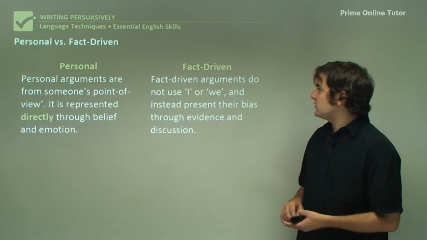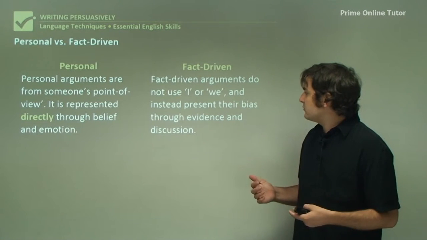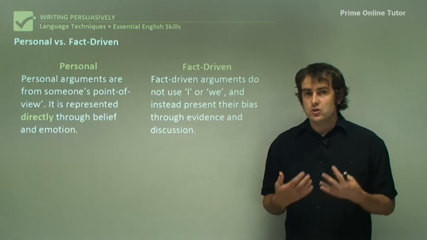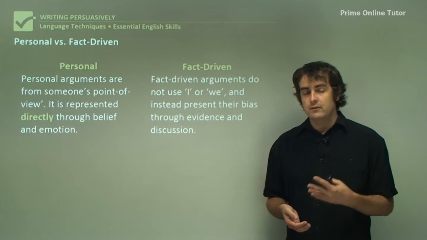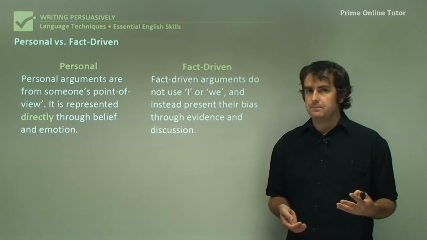The fact-driven ones are ones which don't use I or we, and instead present bias through evidence and discussion. Now you can present bias through evidence and discussion. And it's actually very simple to do, because you actually would have done it before. But I'll explain that a bit later.